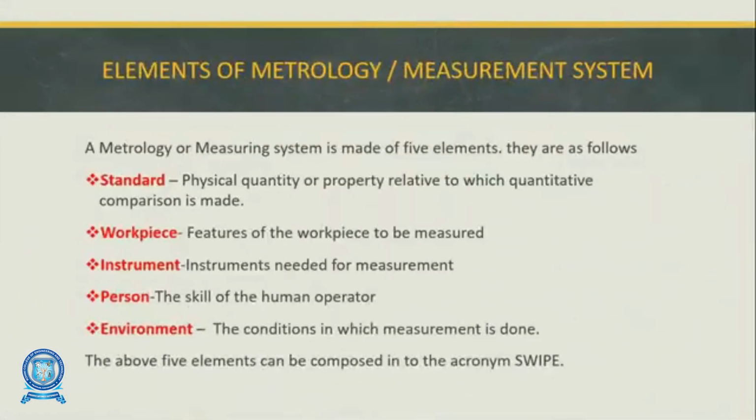Okay, the next topic is elements of metrology or measurement system. Here the metrology or measurement system is made of 5 elements. They are standard, workpiece, instrument, person and environment. Normally these 5 elements can be composed into the acronym called SWIPE.